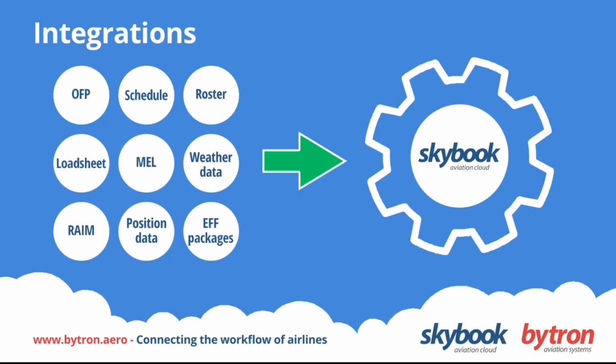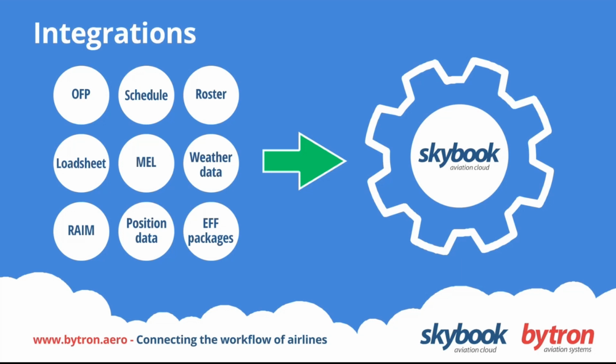We've listed on the screen here some of the integrations that we offer at Skybook, and they can be managed via our own open APIs or APIs through third-party systems, as well as SFTP, IBM and even in some instances via email. Looking at OFPs, we currently accept OFP data from a range of sources, including Jeppesen, PPS, NavBlue, and Sabre. And the same is true for crew schedule and roster systems, where we work with AIMS, Blue One, as well as offering our own open API.